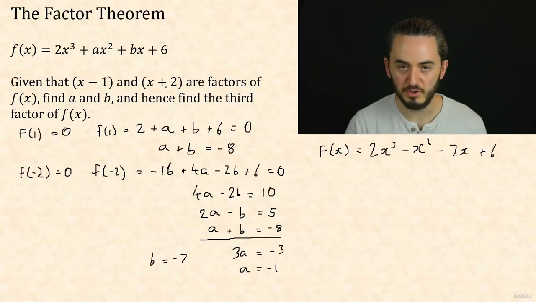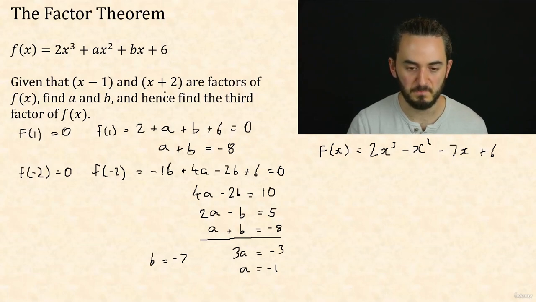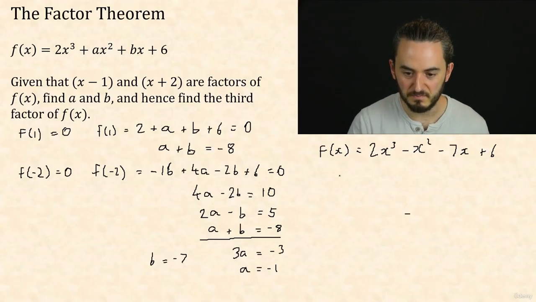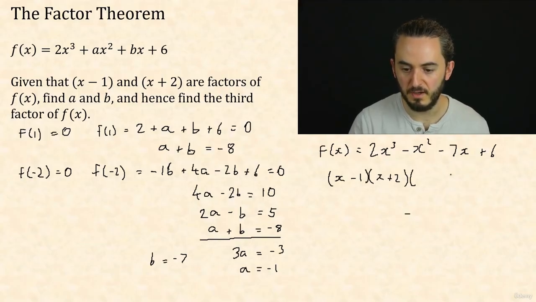Now, I'm going to show you a very, very sneaky trick for this final step. We could divide by this and then factorize, or divide by that and factorize, or divide by this times this. Since both of these are factors, if I multiply these together, I could divide by that. I'm going to show you an advanced, sneaky skill here. All right, here's the idea. f of x must be equal to x minus 1 times x plus 2 multiplied by some third linear factor.